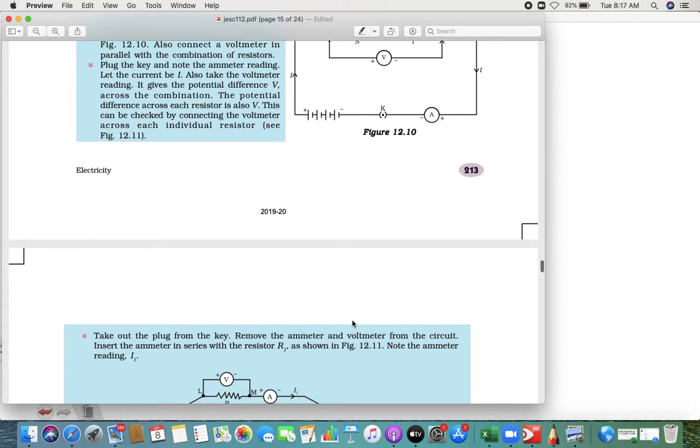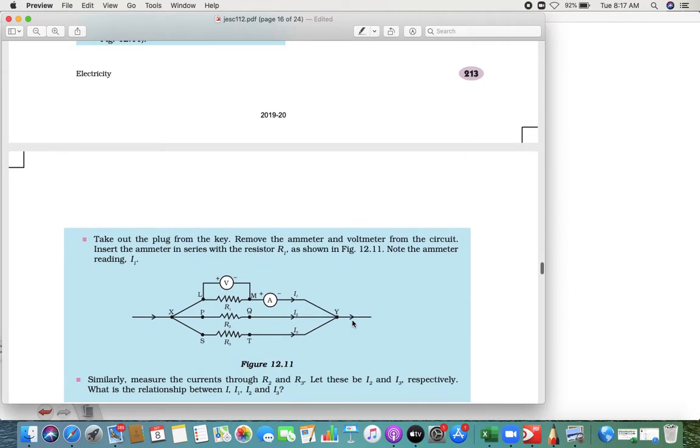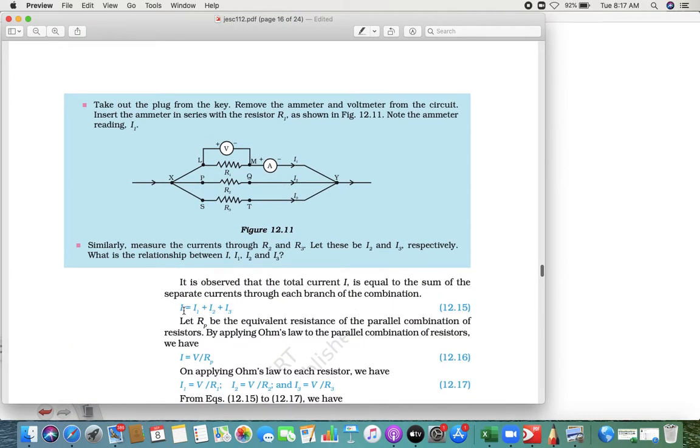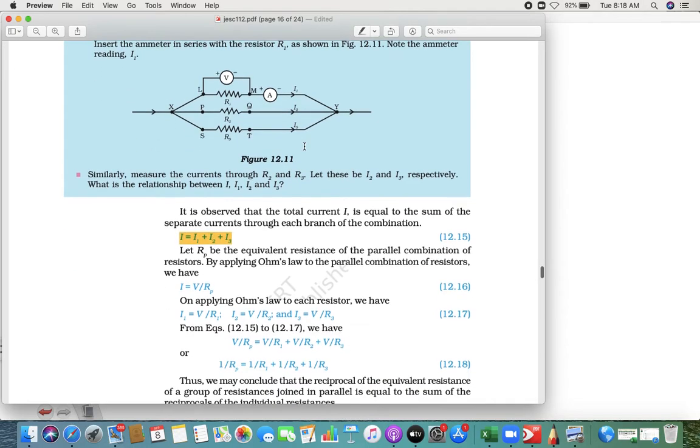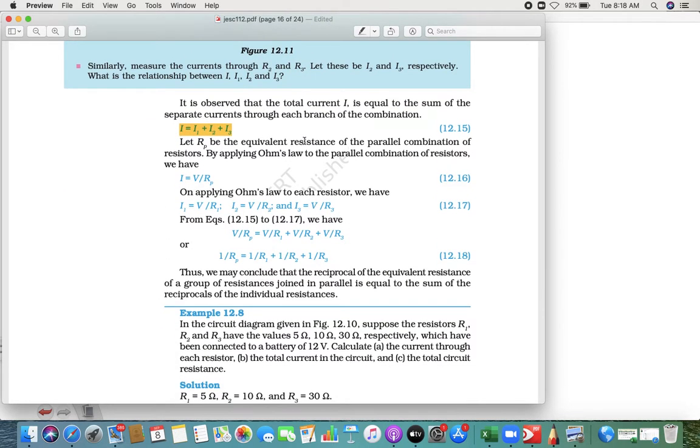Now here, the current is going to divide, so I is equal to I1 plus I2 plus I3. When you again apply Ohm's law, you get 1 upon Rp. P means parallel. That is how they represent Rs and Rp. Rs means equivalent resistance in series, and Rp is equivalent resistance in parallel. So 1 upon Rp equals 1 upon R1 plus 1 upon R2 plus 1 upon R3.